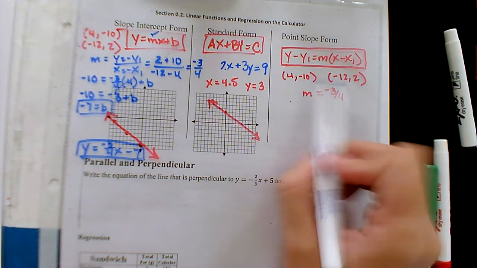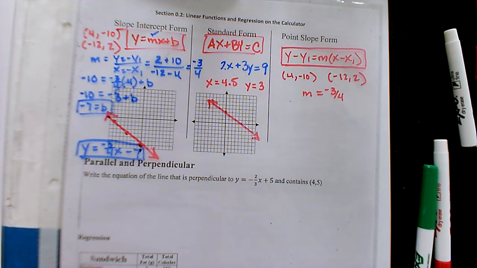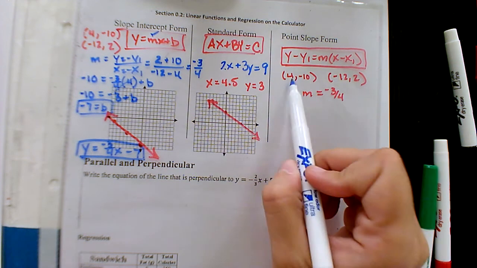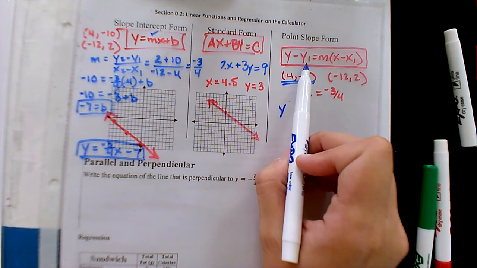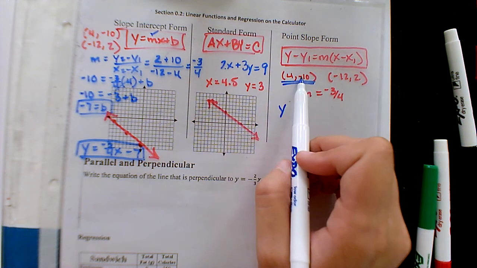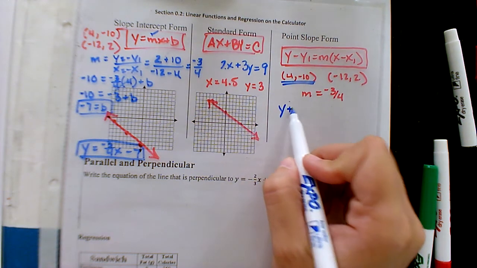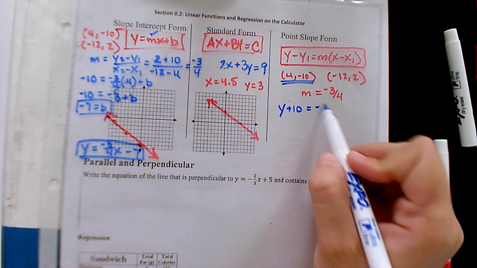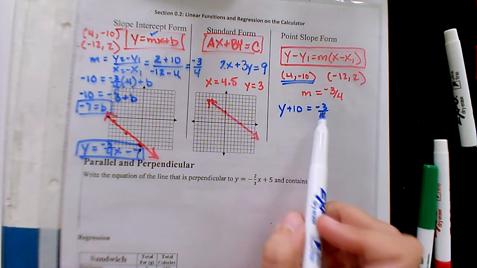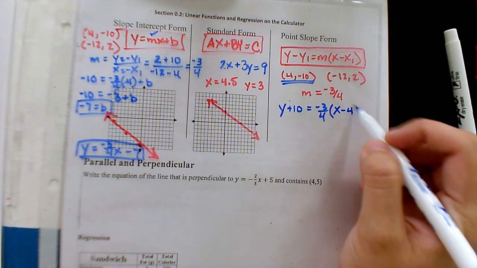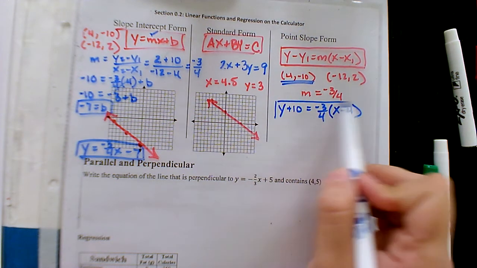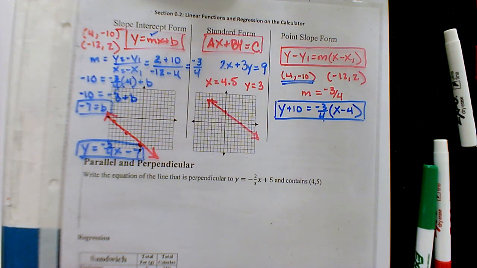So since we have 2 points, we might be able to write 2 different equations. They're going to be exactly the same if you were to graph them, but they're going to look different when we write out the equations. So if we were to use this first ordered pair, we would need y minus the y value from the point. So if we subtract -10, that would change to a plus. We'll have the slope of -3/4, and then x minus the x value from the point that you choose.